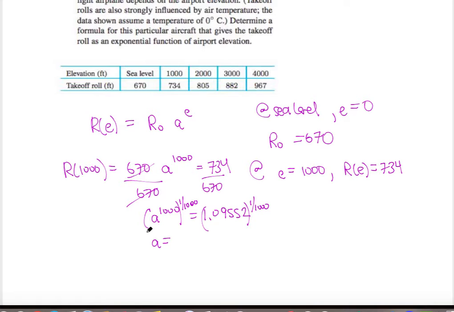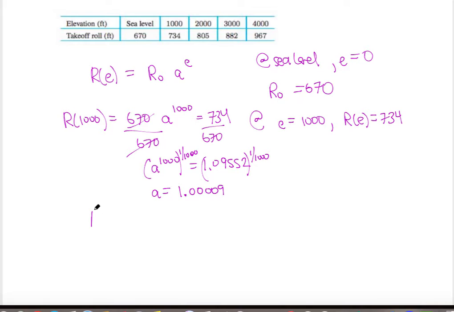Pardon, I did not input this correctly. A very strange but small A of 1.00009. Therefore, our function, which is roll as a function of elevation, is going to be 670 times 1.00009 raised to the E.